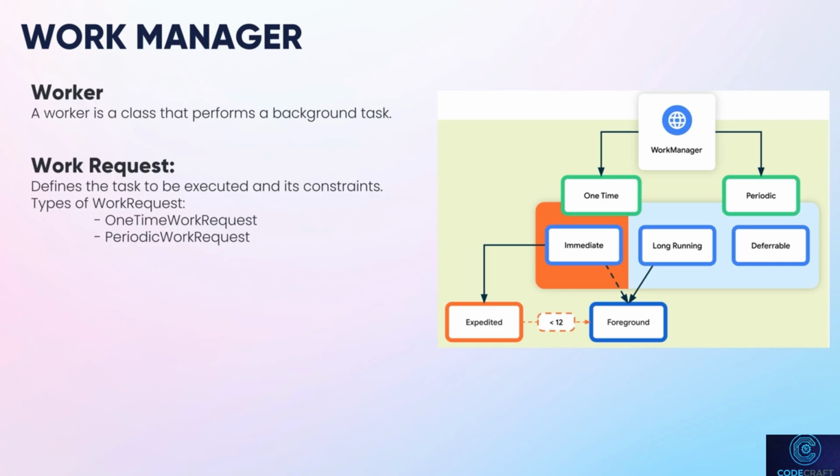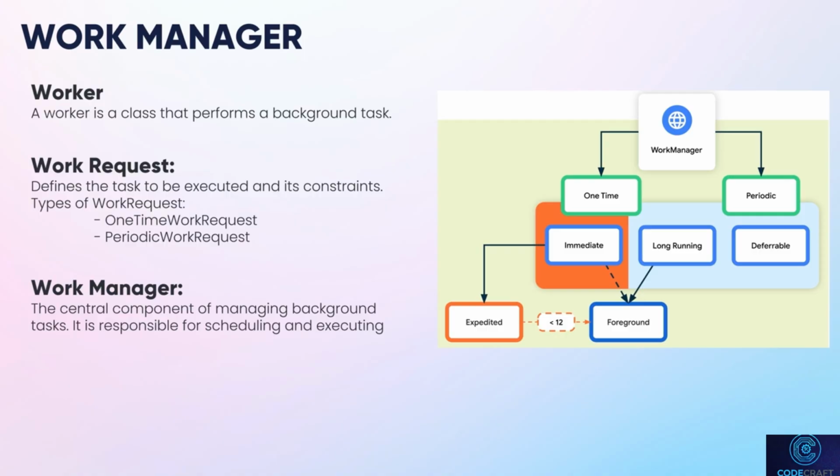There are different types of work request classes, including one-time work request and periodic work request. One-time work request is used for one-time tasks that should be executed once, and periodic work request is used for tasks that need to repeat at specific intervals, making them suitable for regular updates or background syncing. Custom work request classes can also be created to define more complex requirements for your work.